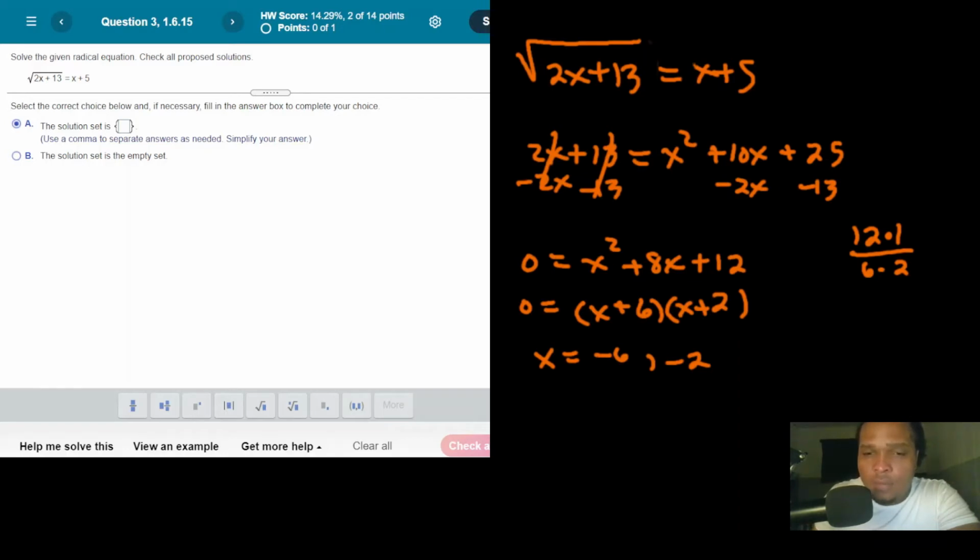Okay, so we have the square root of 2 times negative 6 plus 13 equals negative 6 plus 5. You know what? Let's save some time. On this right-hand side, negative 6 plus 5 is negative 1, and there's no way a radical can be negative. So we will not be using the negative 6. There's no way. All right, but what about negative 2?